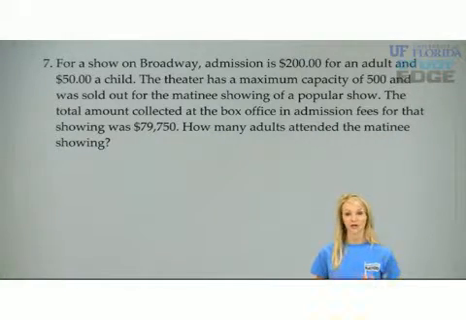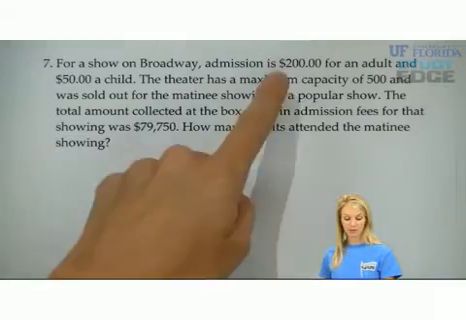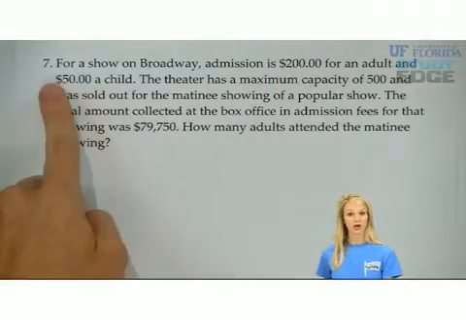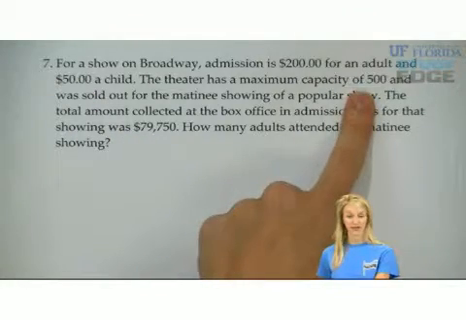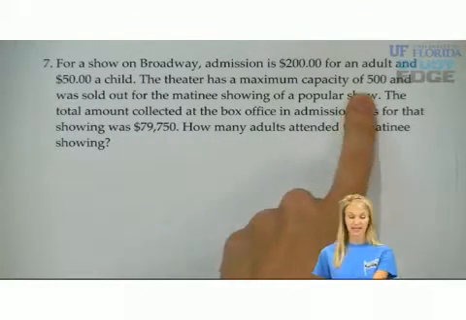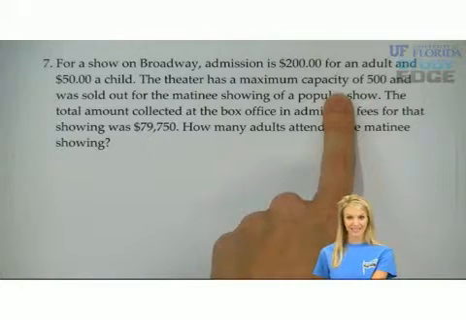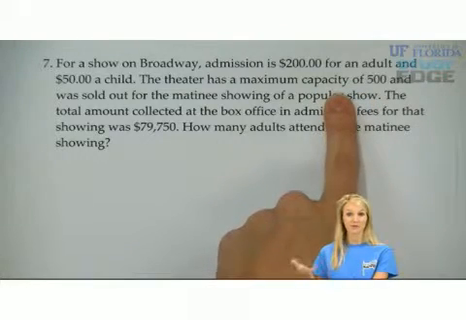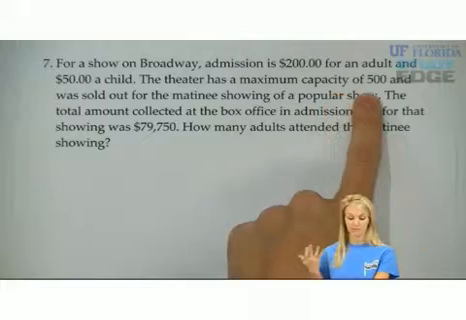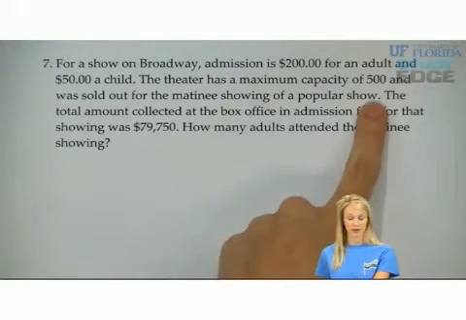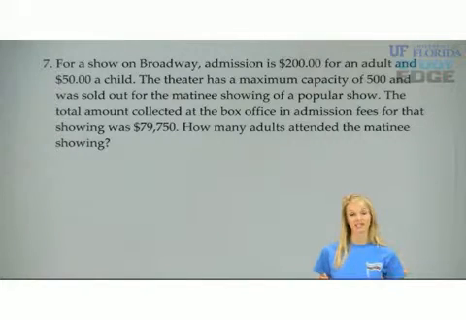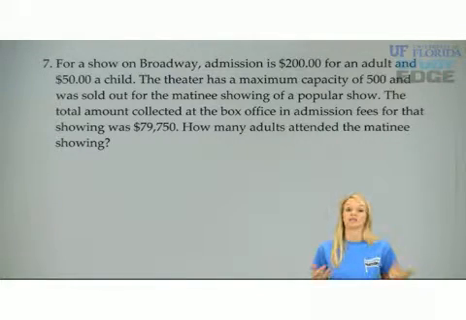Well, let's think about what we know in this problem. We know how much is charged for an adult. We know how much is charged for a child. We know the total number of people that could come. So the total number of tickets is 500. Maximum capacity just means how many people you can fit somewhere. So if the most we can fit is 500 and it's sold out, that means all 500 people came. So the number of adults plus the number of children who came is 500.